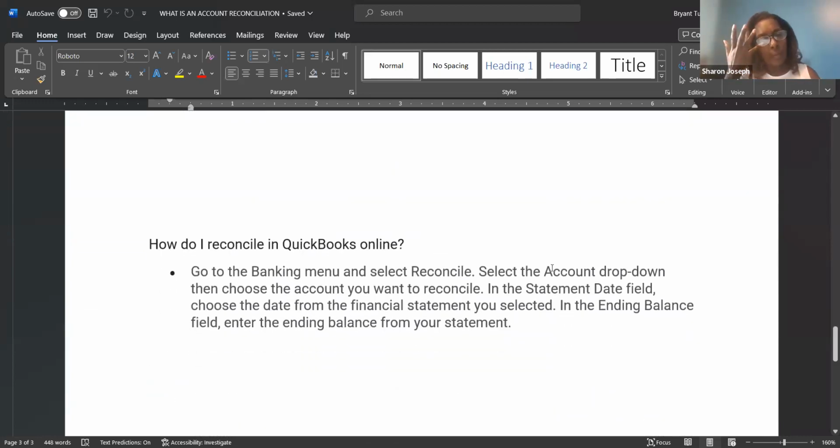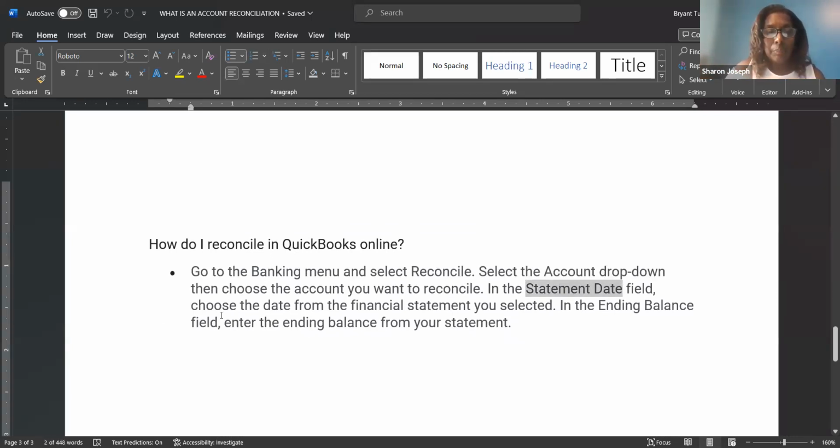So real quick, I'm not going to spend a whole lot of time in this video on QuickBooks, but it's very simple to do the reconciliation in QuickBooks. You just go to the banking menu, you select reconcile, you select the account that you want to reconcile from the drop-down menu, you put in the bank statement date, you choose the statement from date, and then you put in the ending balance that you received from the bank statement. And from there, you just check things off. It's either in the books and recorded correctly, or it's not. Very simple to do a reconciliation in QuickBooks.